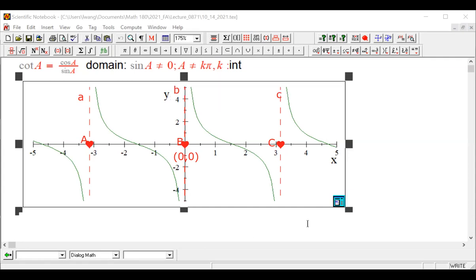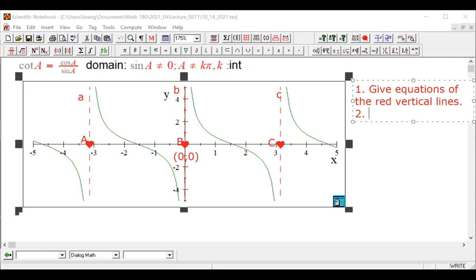ABC, line equations. Let me specify: please give the equation of the red vertical lines, and next give the coordinates of the red points.